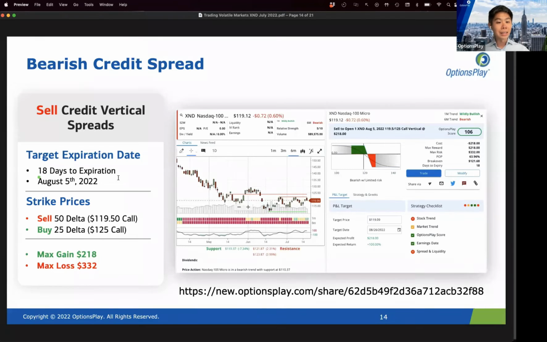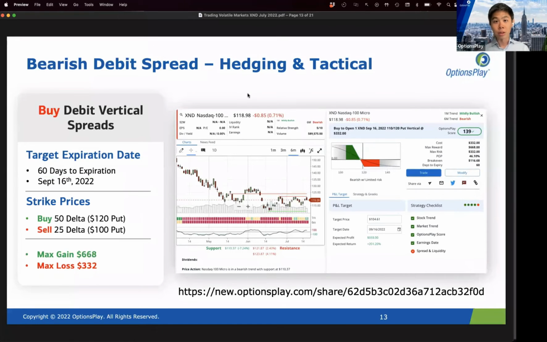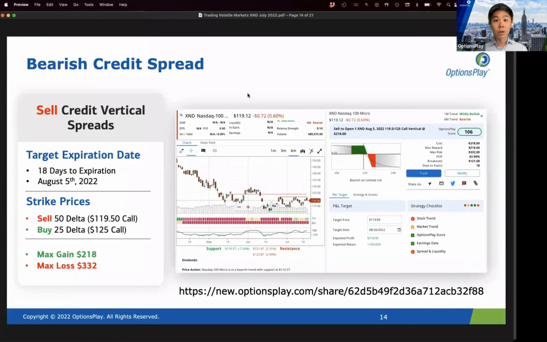This is only 18 days to expiration. This is a very short-term trade, again a very quick scalp. And this will allow you to collect $218. Remember, buying the debit spread costs $332. This is going to collect $218.